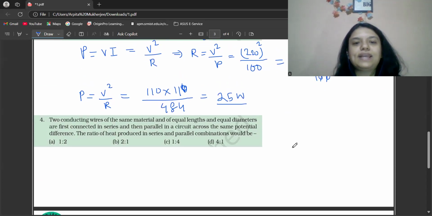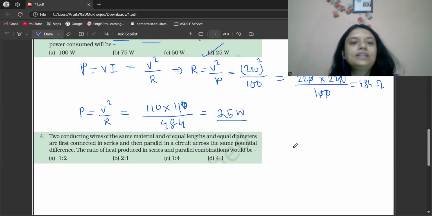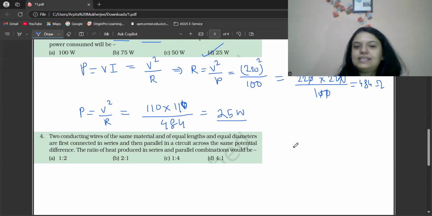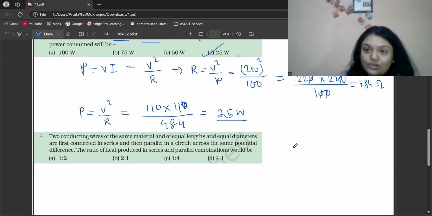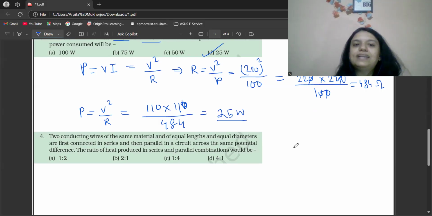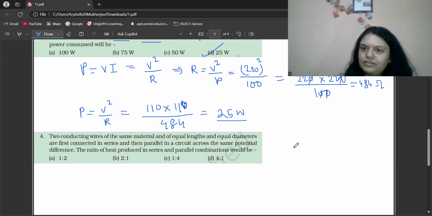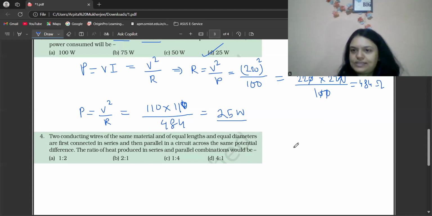Okay, let's talk about the next question. There are two conducting wires of the same material and of equal length and equal diameters. Now they're connected first in series and then in parallel in a circuit across the same potential difference. So we have two wires, same material, same length, same diameter. So can I say that the radius of them are same? Yes. The ratio of the heat produced in series and parallel combinations would be, okay.